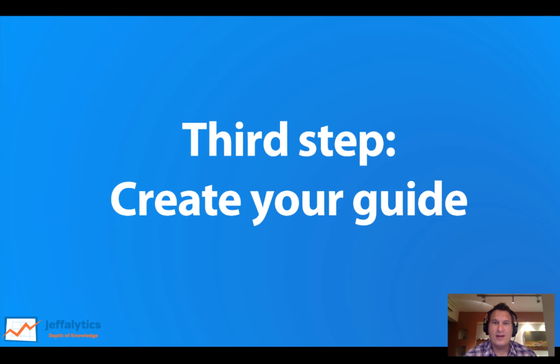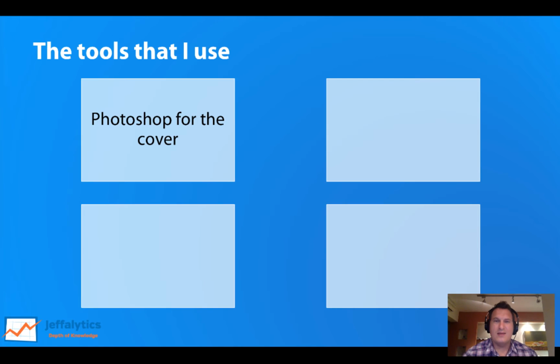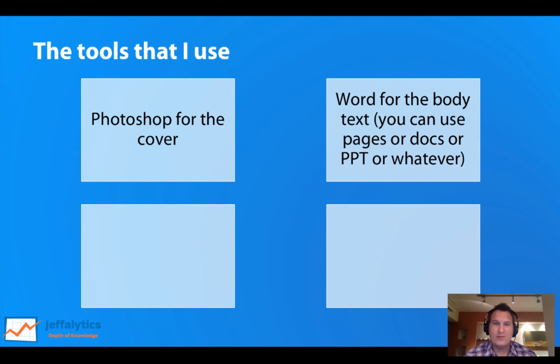Third step, you got to create your guide. And that's where we're going to spend a lot of our time today. So rather than telling you the perfect way to create a guide, I'm just going to tell you what I do. So I use Photoshop for the cover, and we'll go into Photoshop in a little bit here. I use Microsoft Word for the body text. That's probably not the best tool for doing stuff, but I'm just used to it and I'm embedded in it.